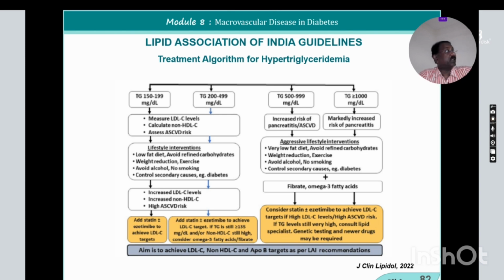Suppose the TG is more than 500, the third and the fourth one, or more than 1000, finally the yellow one: consider the statins plus ezetimibe to achieve the LDL-C goal. If high LDL cholesterol is there and the TG levels are very high, consult the lipid specialist. Genetic testing and newer drugs may be required, like fenofibrate, PCSK9 inhibitors, etc.